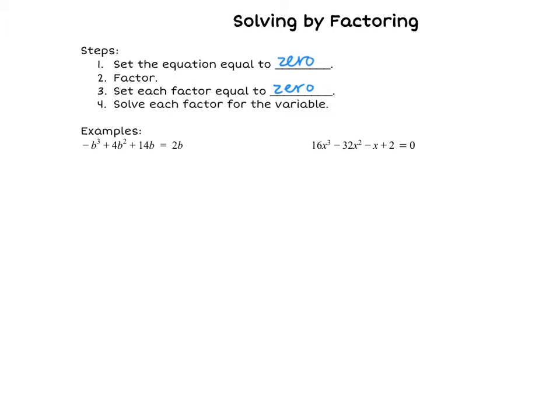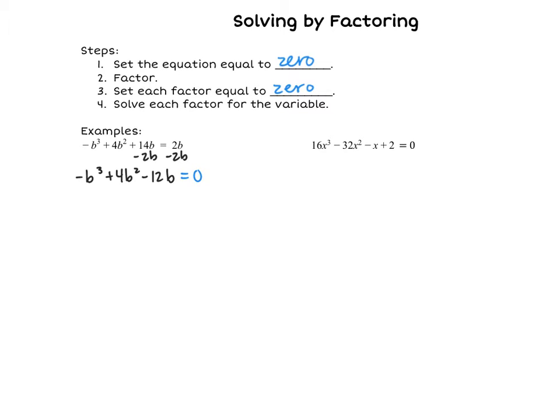I could set this equation equal to 0 by moving all these three terms to the right side or moving the 2b to the left side. Either way works, but since 2b is just one term, I'm going to move that one by subtracting 2b from both sides and combining it with this other term. And that gives me -b to the third plus 4b squared minus 12b equals 0.